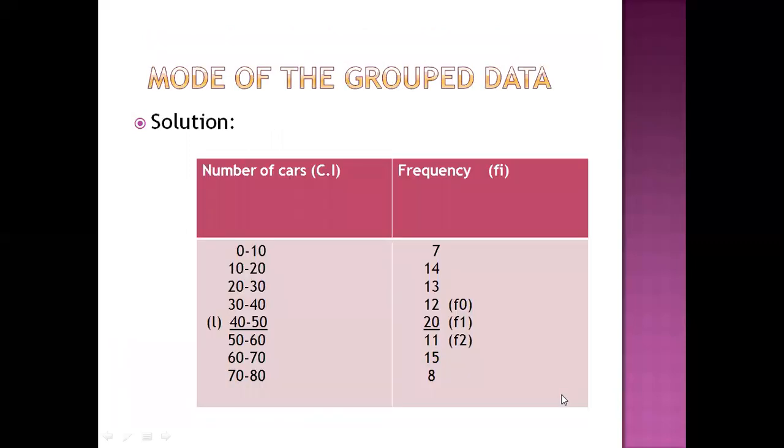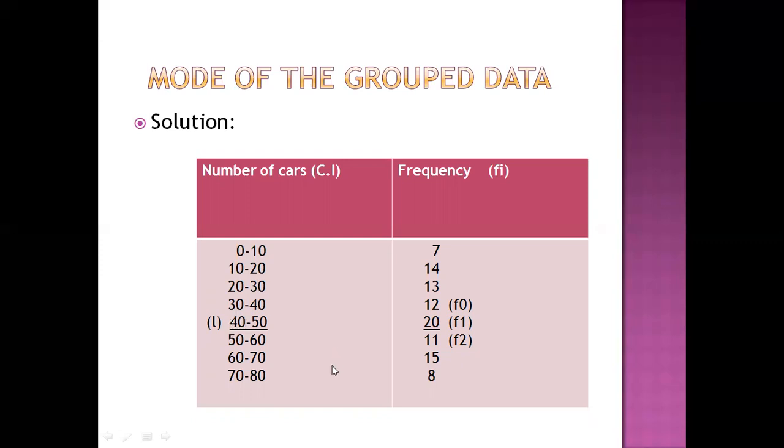Let us see the table. Now again you must write the table in a vertical direction. First column is representing class intervals. Second column is representing frequencies. Now, in the given frequencies, the highest frequency is 20. So, you write that as F1. The preceding one is F0. The succeeding one of 20 is 11. Now, the class interval corresponding to the highest frequency is 40 to 50. In this, the lower boundary is 40.